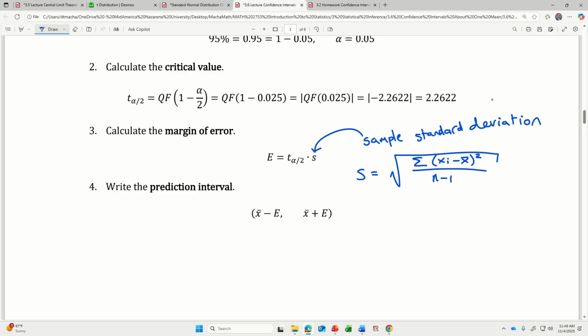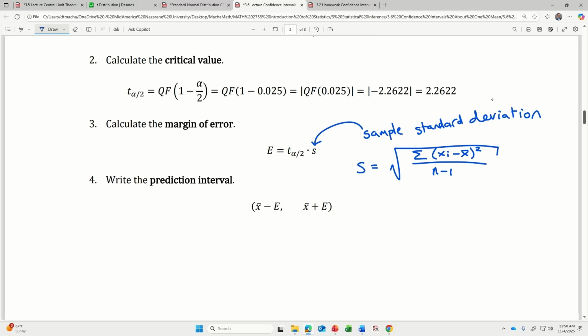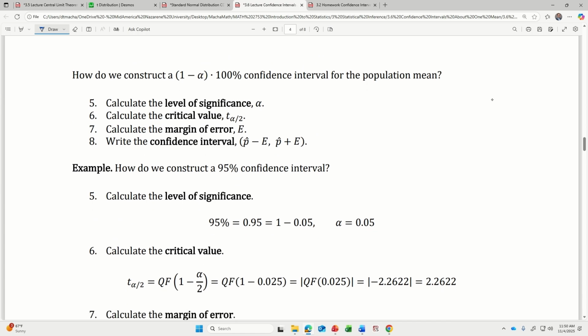And then the last step is I've already found my margin of error. I just find my prediction interval by taking the sample mean minus the margin of error, the sample mean plus the margin of error. So we'll do one of those examples later.